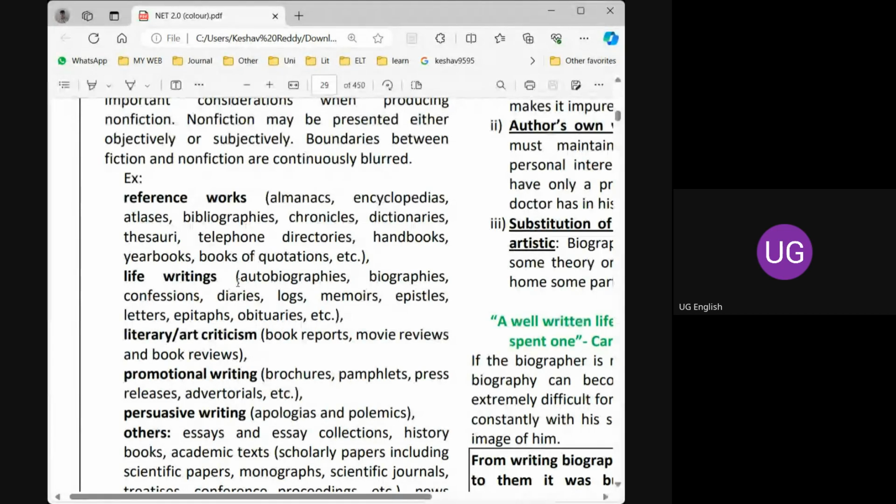And promotional writing like brochures, pamphlets, press releases, advertisements, all also called non-fictional writings. Persuasive writing, that is apologias and polemics. Apologia is nothing but a defense of some argument.